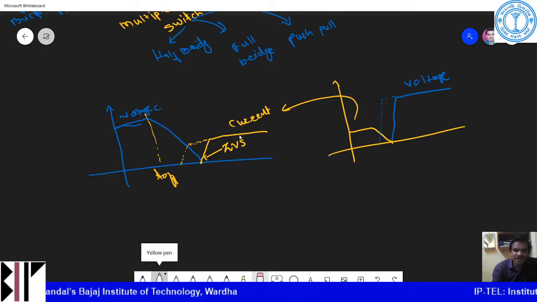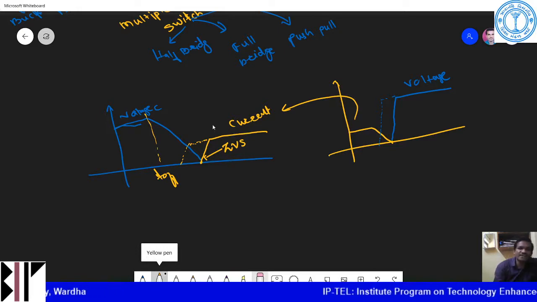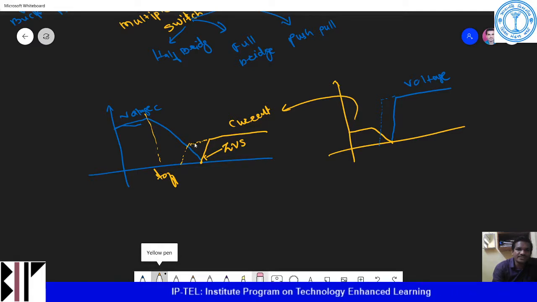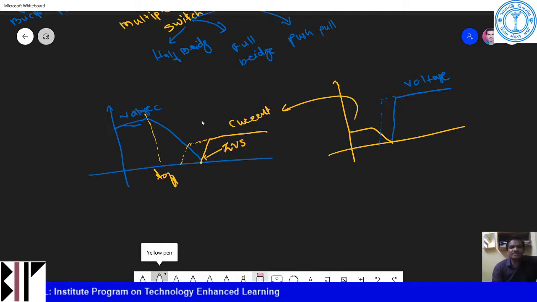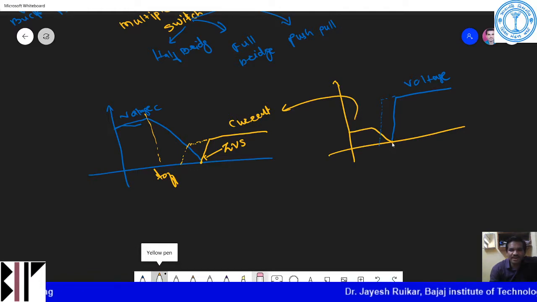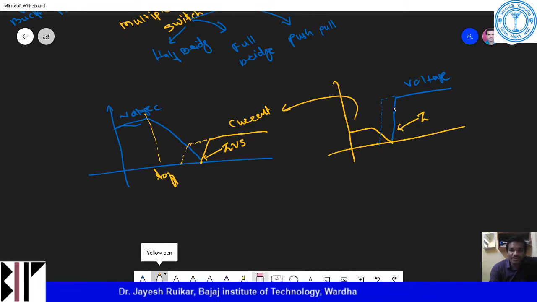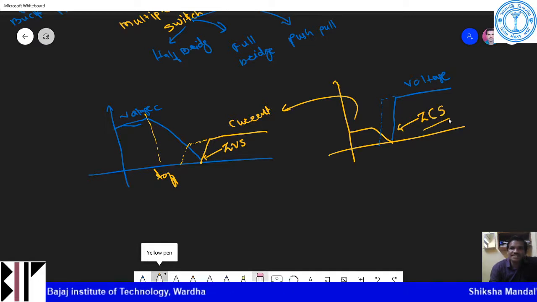So this is called hard kind of switching. And if before my voltage goes to 0, likewise here if you see this dashed line, this is called my soft switching. Likewise here, if you see the current, the current goes down, and at some point it goes to 0, and at that particular point my voltage increases. So zero current switching is there, that is ZCS.